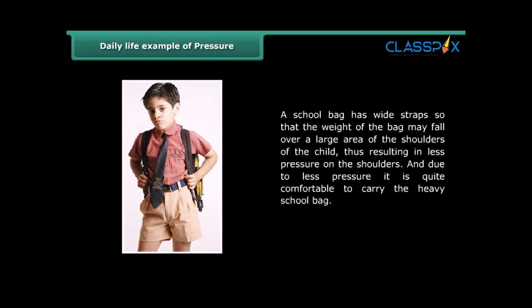A school bag has wide straps so that the weight of the bag may fall over a large area of the shoulders of the child, thus resulting in less pressure on the shoulders. And due to less pressure, it is quite comfortable to carry the heavy school bag.